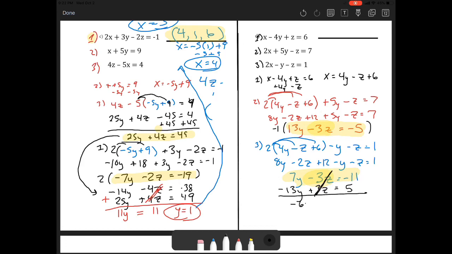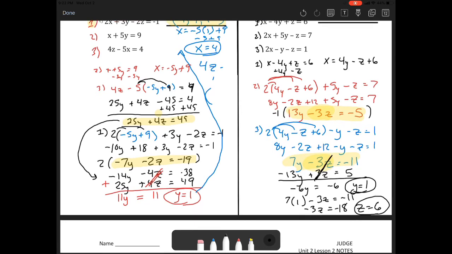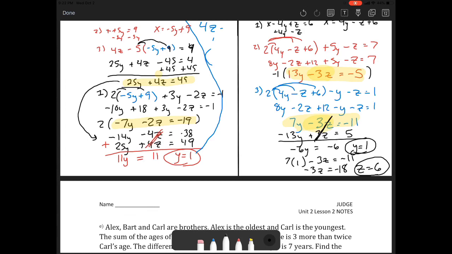And I'm going to end up with negative 6y equals negative 6, which means my y is going to be 1. So now I can plug in my y for one of my equations. So the equation I'm going to look at is the one right above that I just did. So it's going to be 7 times 1 minus 3z equals negative 11. So that's going to leave me with negative 3z equals negative 18, which means my z is going to be 6. So all I have to do now is plug in for my last part of this equation.